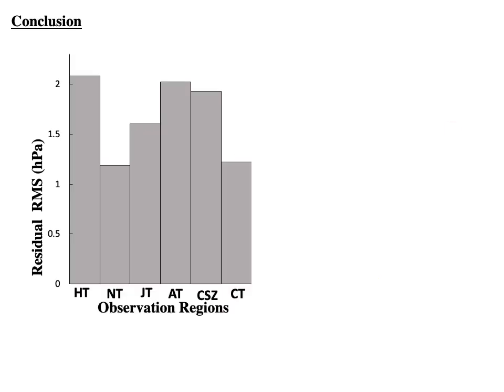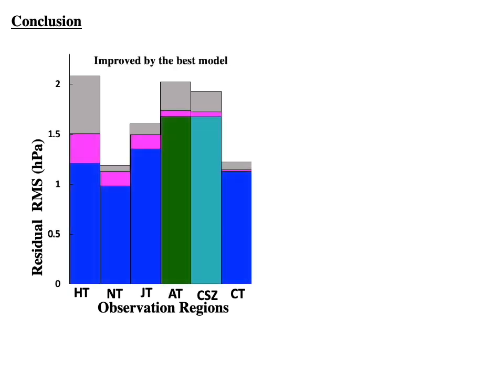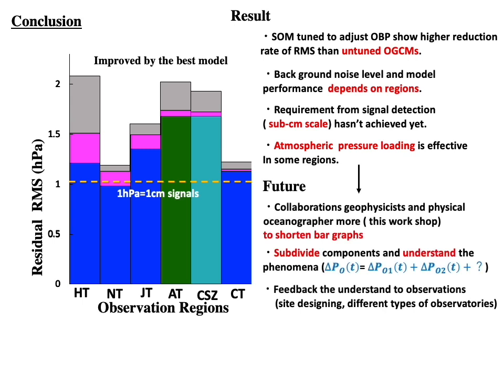Okay, this is my final slide. This is the same graph as the previous one, and this is the shortest residual RMS bar by the best models of each region, and the result and future of this work. I think sub-centimeter detection is so difficult by the model using approach now, but would be improved well in the future by collaborations of cross-cutting specialists. So thank you for your attention today.